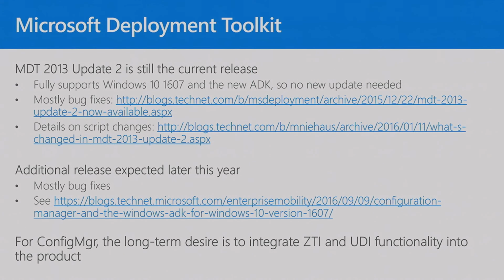Microsoft Deployment Toolkit, the current release is MDT 2013 Update 2. That fully supports Windows 10 1607 and the new ADK for 1607, so you can continue using that. That one's been out for a while now. If you're still interested in what's new in that one, we've got some blog posts that go through those details. We do expect there to be an additional release later this year. Again, mostly bug fixes to fix issues that have been reported since MDT 2013 came out. There is a session going on later this week that Rob York is presenting, where he talks more about what's coming for Config Manager and MDT. He'll talk about that additional release that's coming in that session.